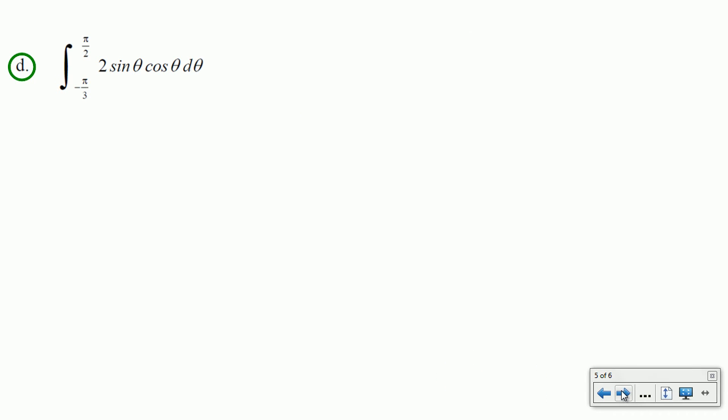Part D I'm going to leave up to you to do as well. We've actually done a similar antiderivative in area under a curve and antiderivatives notes from last unit. I'm going to leave it to you to prove that this result is 1/4.